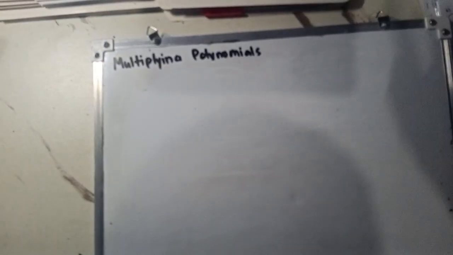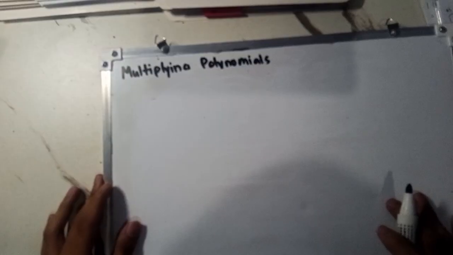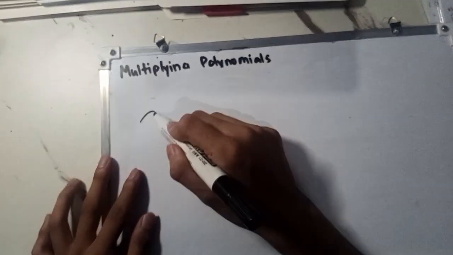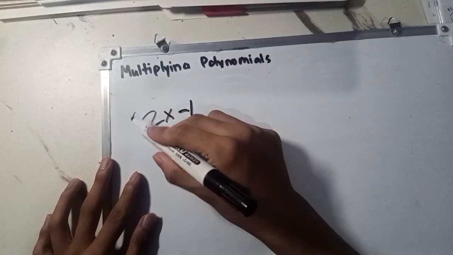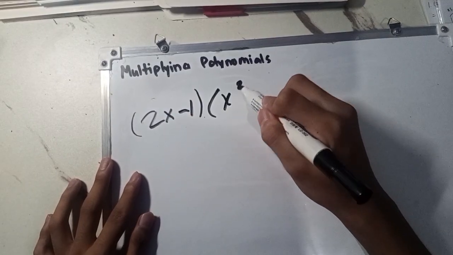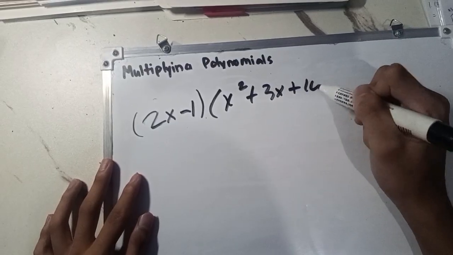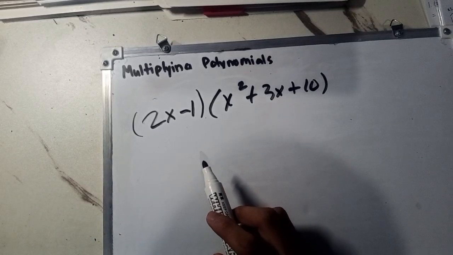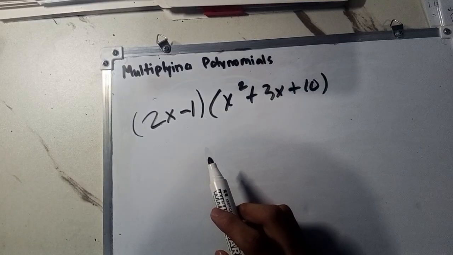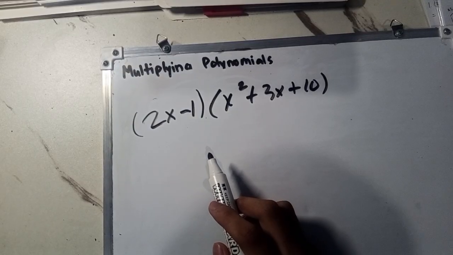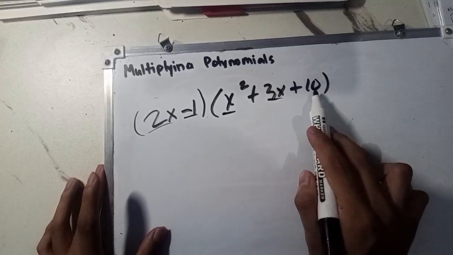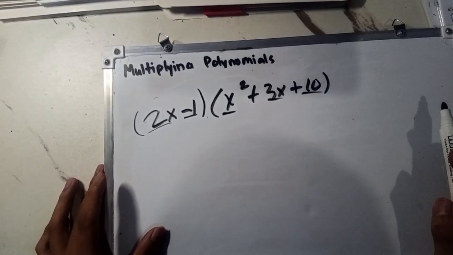Now for the last example, we have trinomial by binomial. So 2x minus 1 times the value of x squared plus 3x plus 10. So in this case, the FOIL method will not be applicable, since the FOIL method is only for binomial by binomial. But we can still solve this by simply distributing each term to each term of the second polynomial. So how's that?